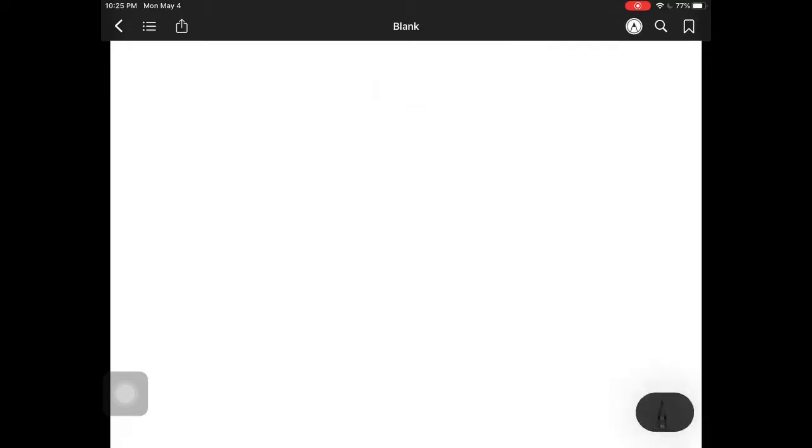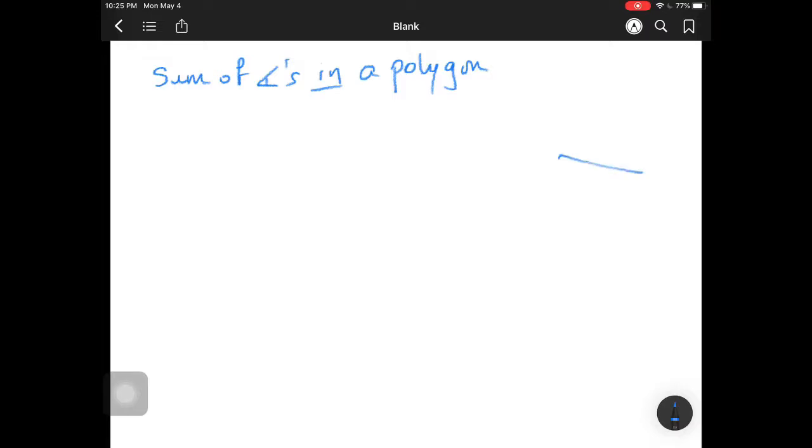What is the sum of angles in a polygon? For example, let's say we have this polygon. We're going to draw it with 5 sides: 1, 2, 3, 4, 5. So this is a pentagon.